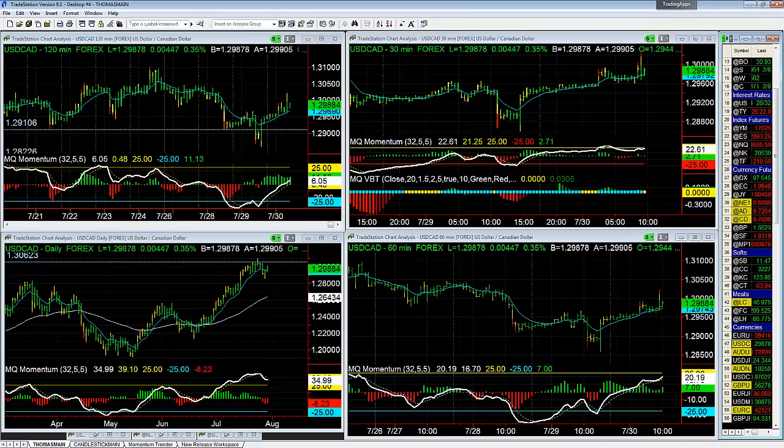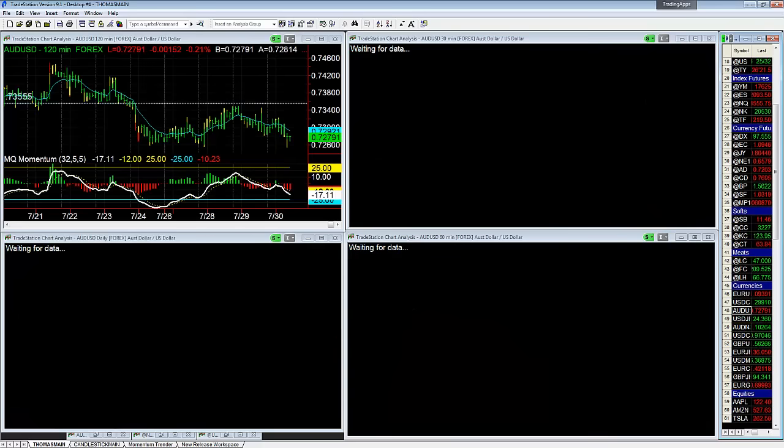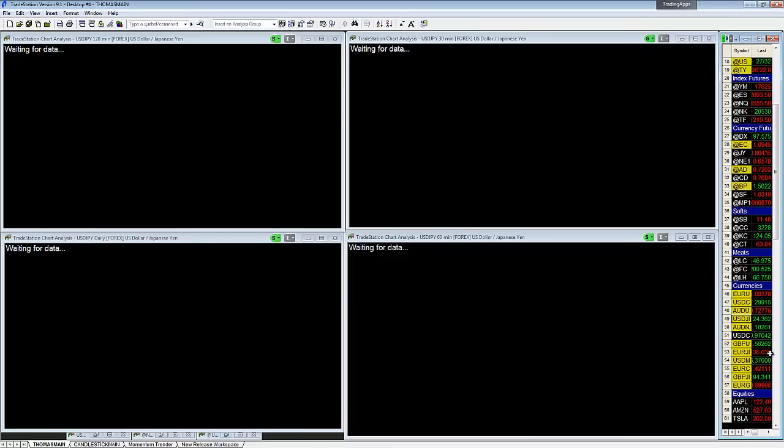By the way, crude oil getting ready to break through that trend line to the downside. So keep an eye on crude. Aussie dollar. Dailies are neutral. Really not a good setup in Aussie dollar. Dollar yen.